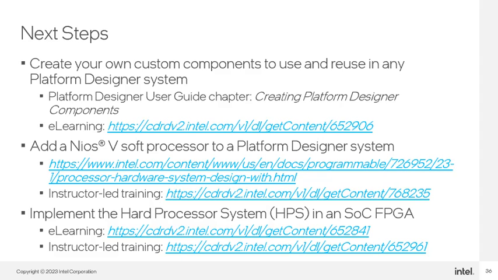Learn about this process in the Creating Platform Designer Components chapter in the user guide and the linked e-learning. You may also want to know how to add a processor to the system design, either the Nios V soft processor implemented in FPGA logic or the hard processor system, or HPS, found in Intel SoC FPGA devices. Use the linked documentation and e-learning or attend a free instructor-led training class to get started with either of these.